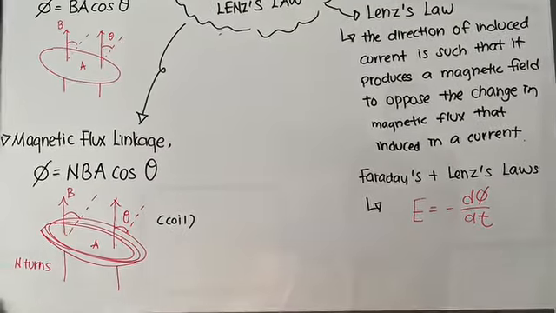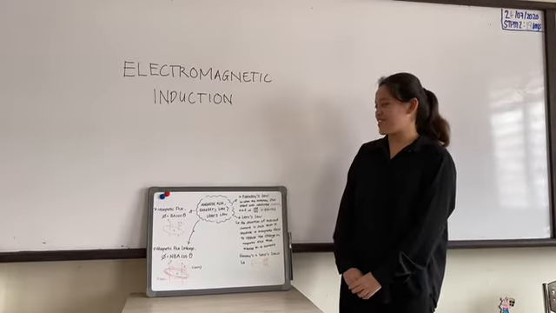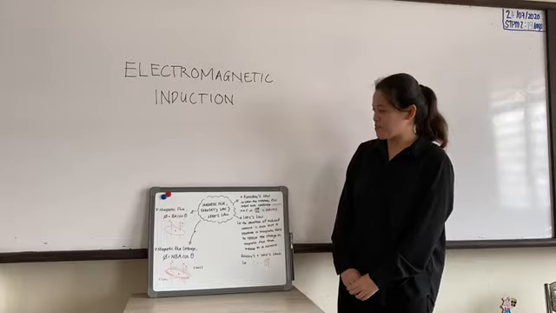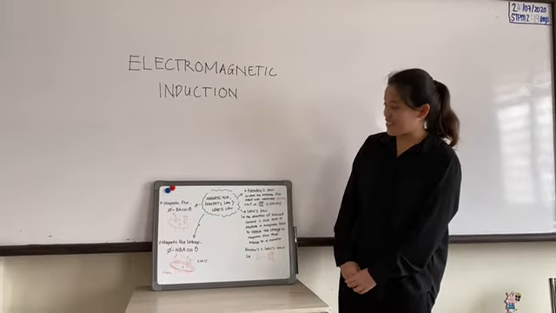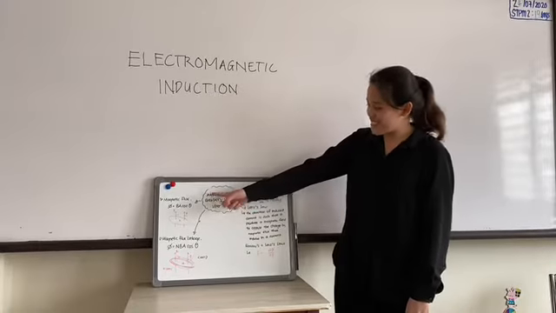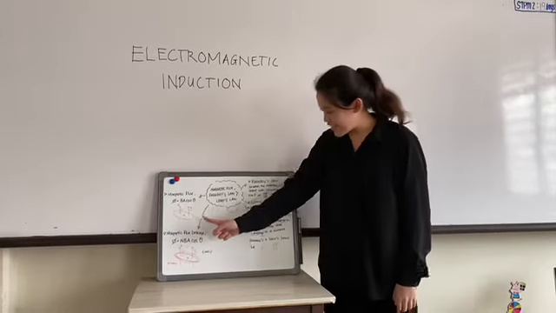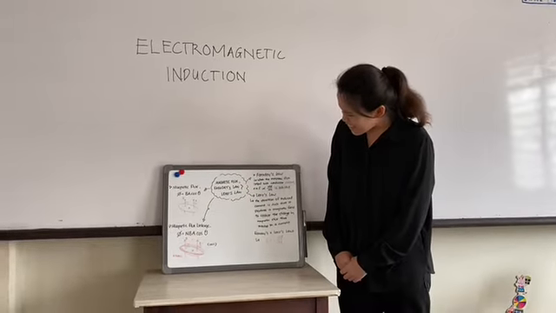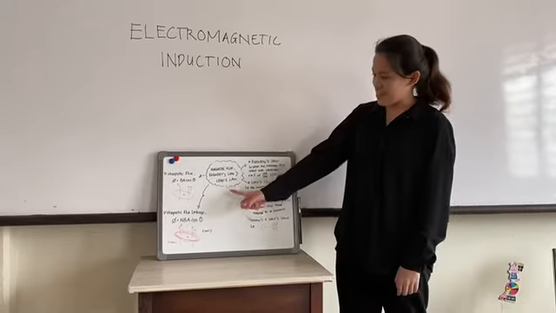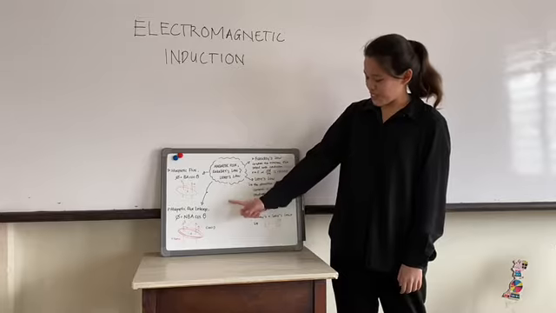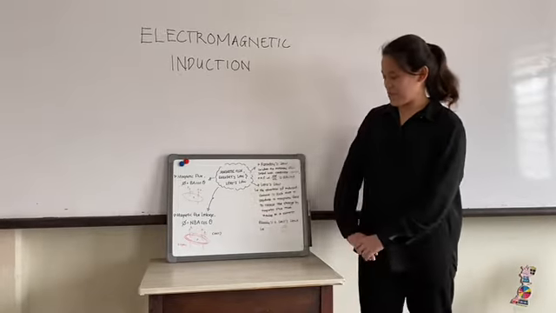Today I'm going to present about magnetic flux, Faraday's law, and Lenz's law. There are two formulas in the magnetic flux. First is magnetic flux is equal to BA cos theta, and magnetic flux linkage is equal to NBA cos theta. The magnetic flux linkage is used when there is a coil with turns.